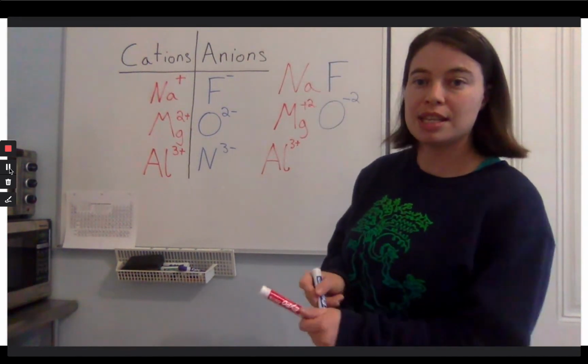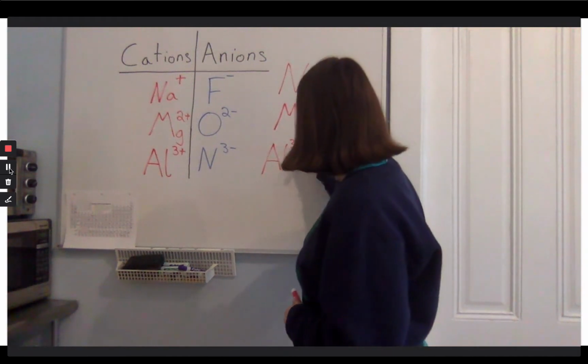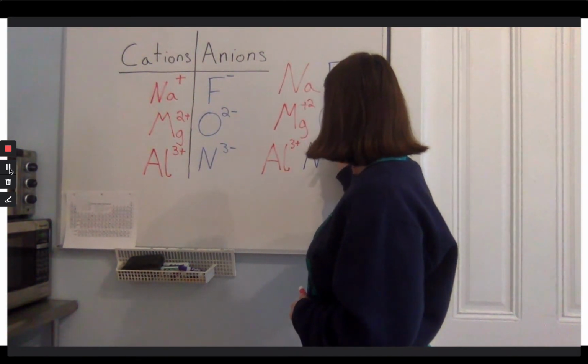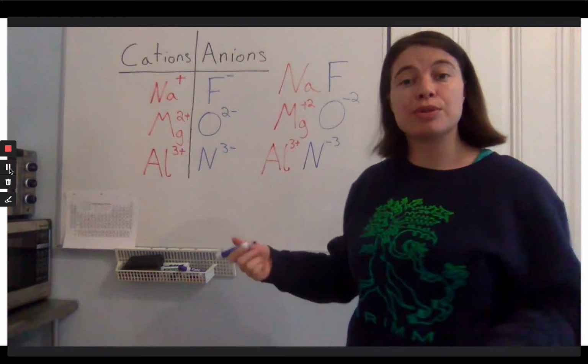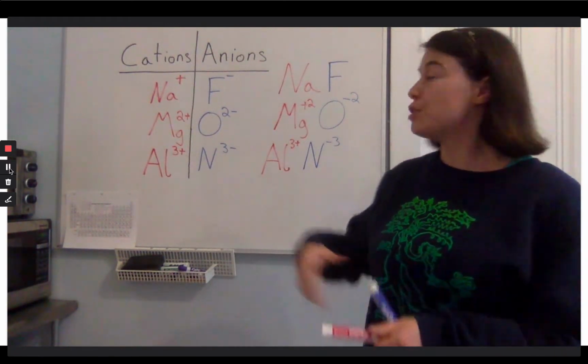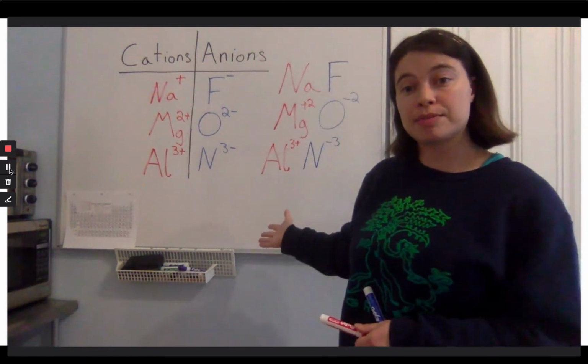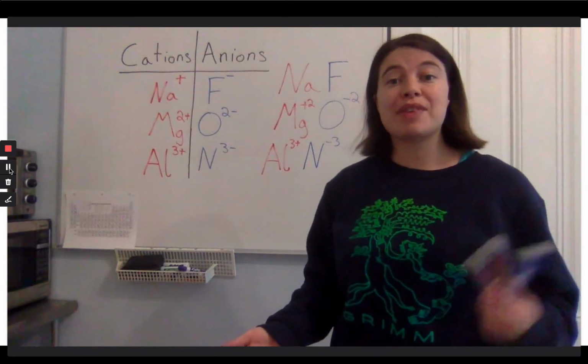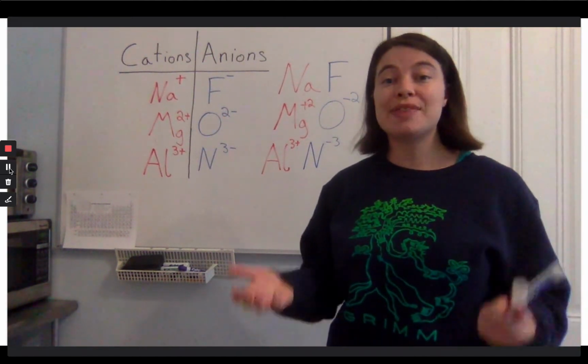Nitride is an ion of nitrogen with a charge of -3. +3, -3, those things cancel out. So all of these would be stable chemical compounds. Now where it gets tricky is if you have a cation and an anion with different charges.